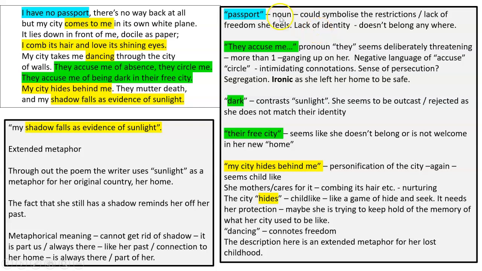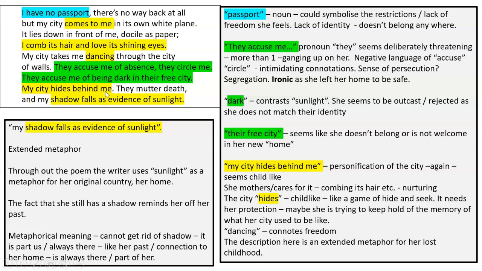So she says there's no way back at all, but my city comes to me in its own white plane. And all these bits that I've picked out in yellow here, we can see this personification of the city really coming into its own. I comb its hair and love its shining eyes. So the city almost appears like the doll in the last verse. It takes her dancing. And then even in her new country where she experiences some negativity, her city hides behind me.